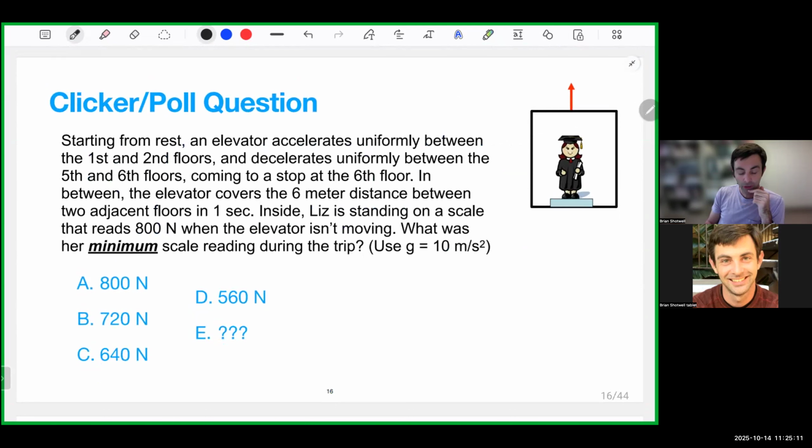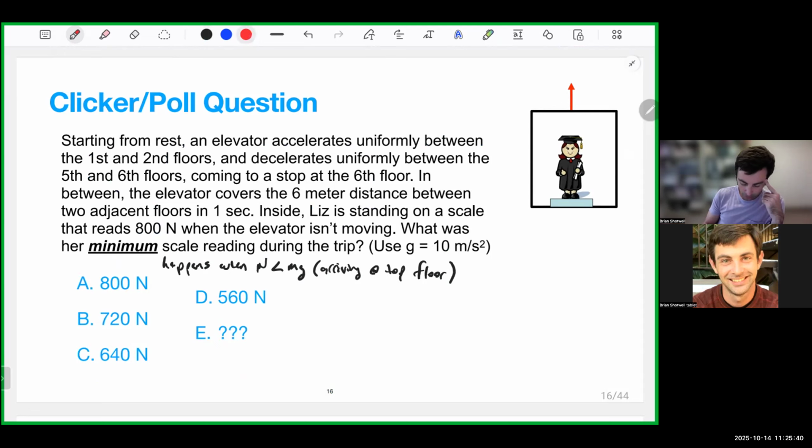reading on the scale? And this happens during the deceleration phase. So this happens when N is less than mg, when she arrives at the top floor. That's when she'll have the minimum normal force. So we're given some numbers here to actually solve for what that acceleration is.